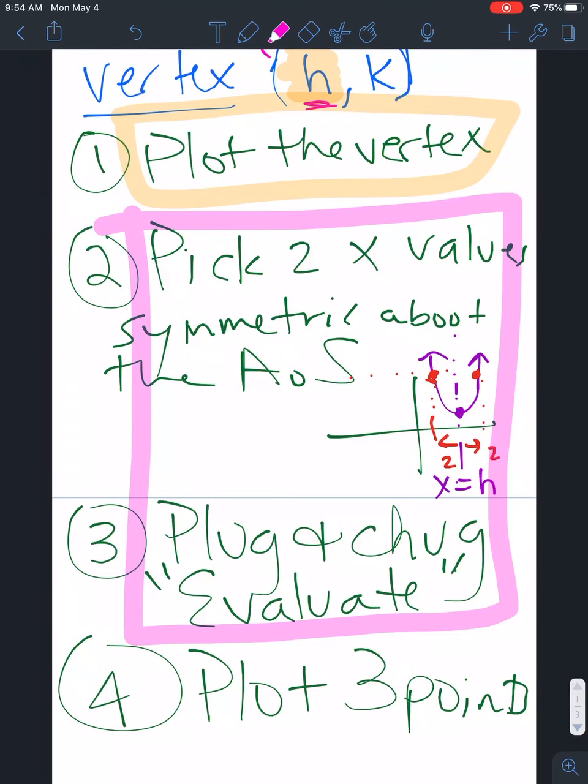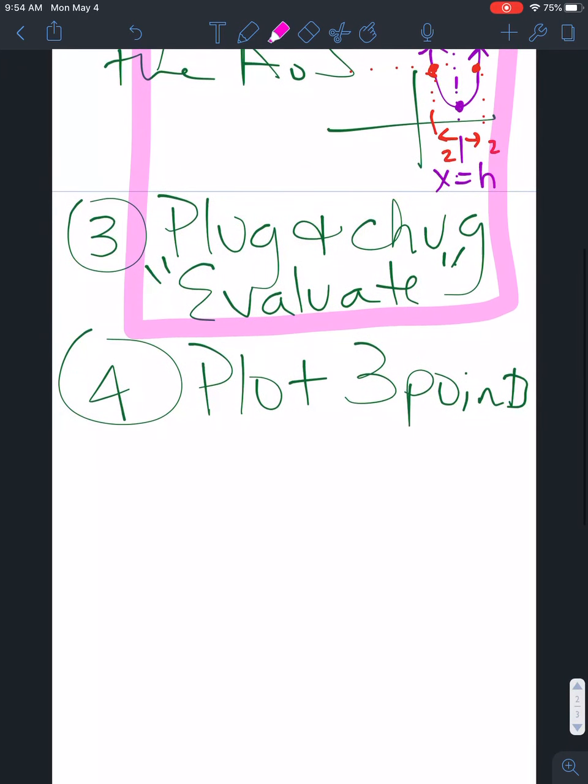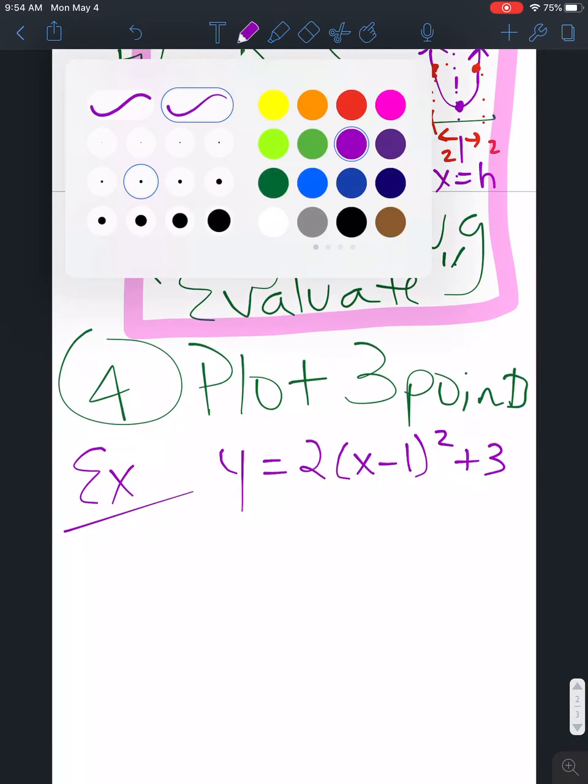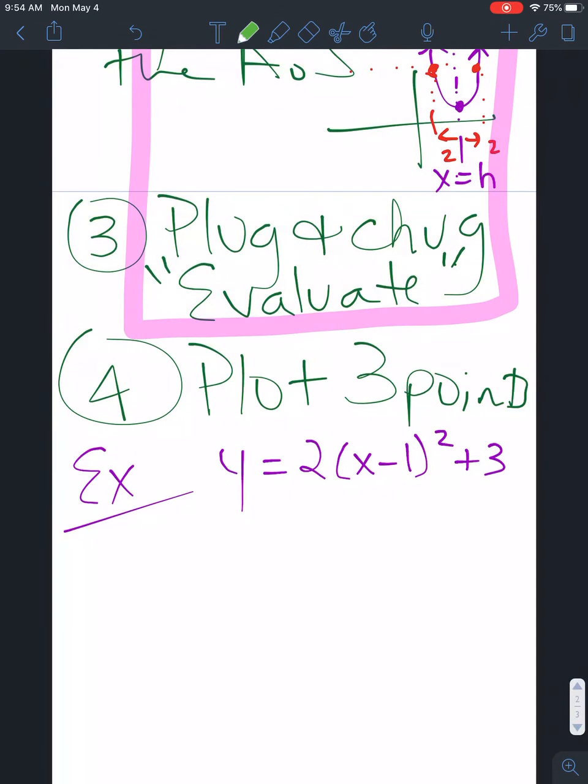I think this is a little bit difficult to talk about abstractly, so let's go ahead and try out an example. If we have y equals 2 times x minus 1 squared plus 3, my first step, I always like to label what's what. I know that normally I have y equals a times x minus h squared plus k. So that means that a is 2. Since I have a negative 1 here, h is positive 1, and k is 3.